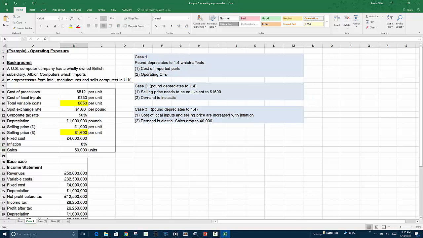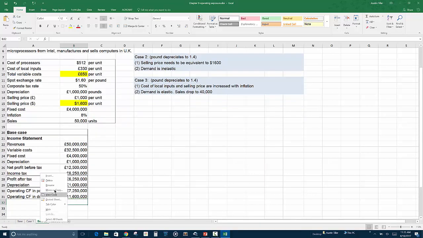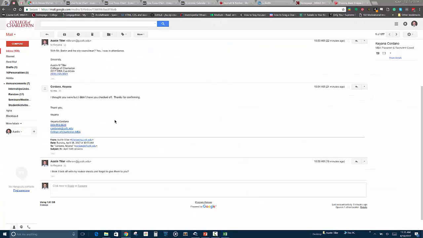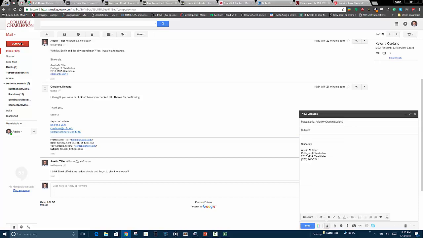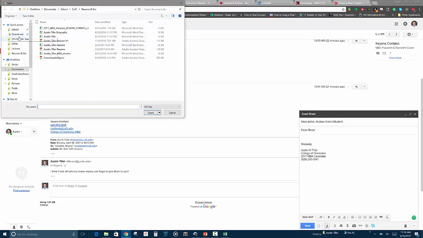Case number 2, again, we're going to assume that the pound depreciates to 1.4. Then we're going to make some adjustment on pricing, assuming that the company wants to keep $1,600 as the selling price in terms of dollar. So when the exchange rate drops to 1.4, we're going to recalculate what the pound price should be so that it is equivalent to $1,600. And in case number 2, we're going to assume that demand is inelastic, which means that we still have 50,000 units of sales.